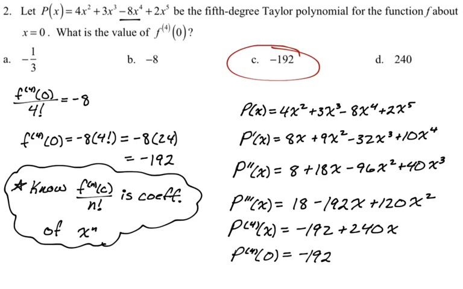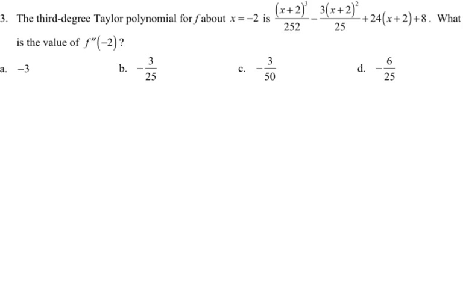All right, let's take a look at another problem. The third degree Taylor polynomial for f about x equals negative 2 is given by quantity x plus 2 cubed over 252 minus 3 over 25, the quantity x plus 2 squared, plus 24, the quantity x plus 2, and then plus 8. What is the value of the second derivative at negative 2?